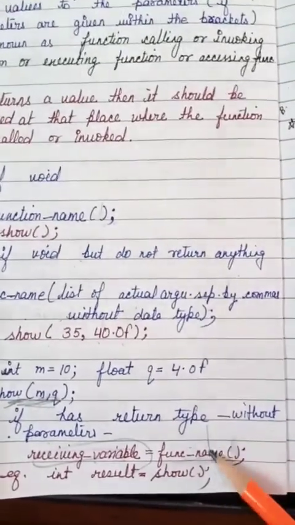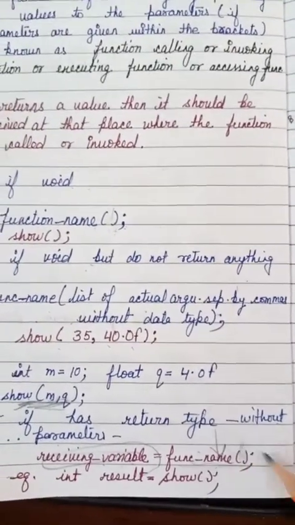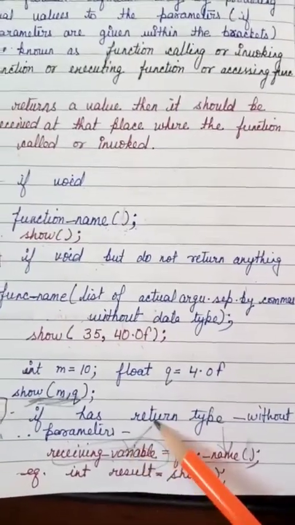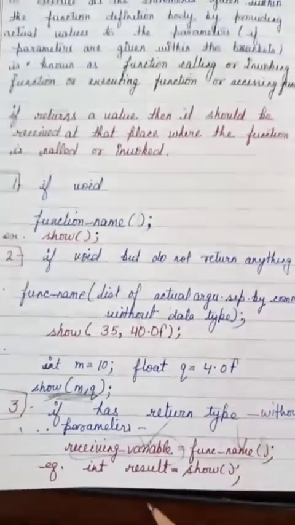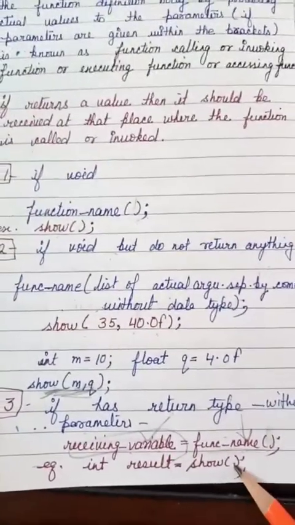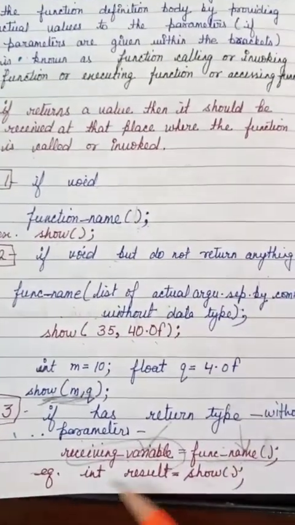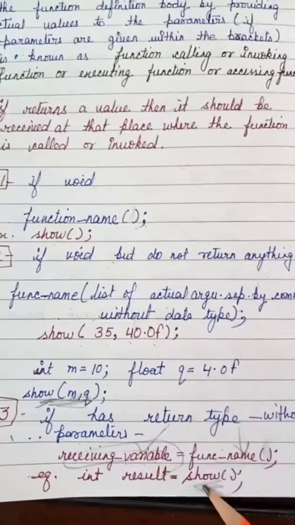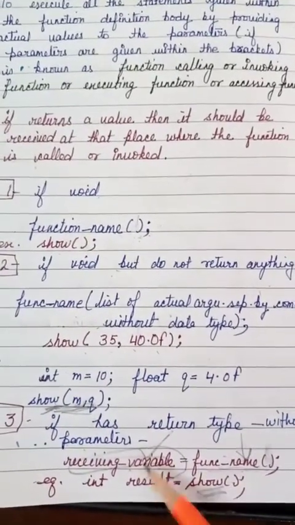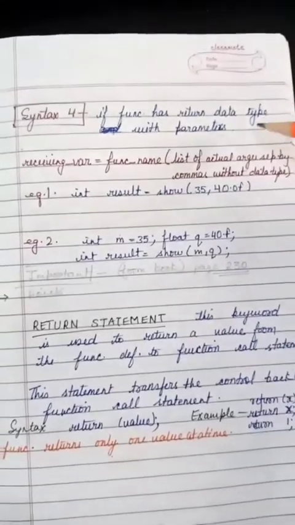We are calling this function. Control will go to that function, will perform the task and will return a value that we are storing within this variable, and we will be using the value of this variable in the program. For example, we are calling show, and whatever this function calculates and returns, which is of integer type, we are storing in the variable result, which is of integer type. Now suppose the function has a return data type with parameters.